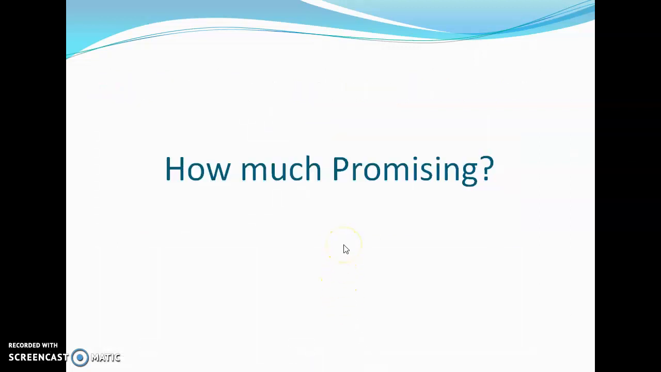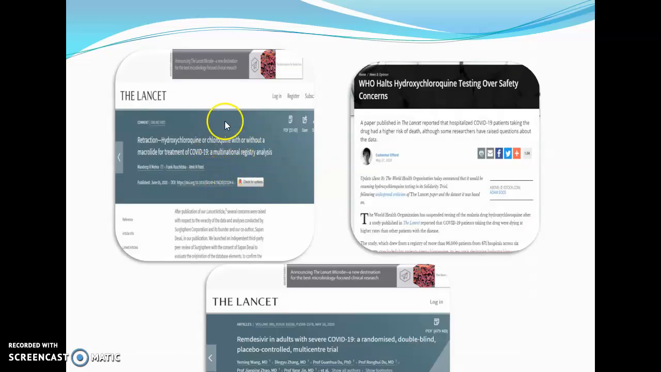So the question is how promising these repurposed molecules are. If you look at the recent articles published in the Lancet, one of the reputed medical journals, you will find that they have recently retracted the paper on hydroxychloroquine, which they had earlier accepted for publication, and which claimed that hydroxychloroquine or chloroquine can be useful for the treatment of COVID-19. But finally they were unable to prove whether it is helpful or not, and ultimately this paper has been retracted.